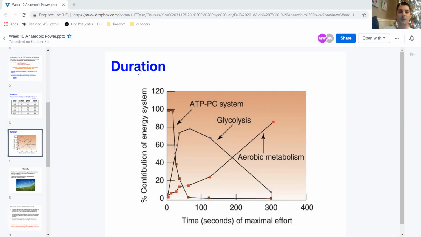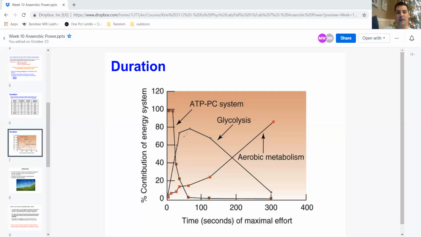So on this slide, what we're looking at is the duration of an event. And so what we can see is that in the really short type of events, the phosphocreatine system provides 90+% of the ATP or energy provided for the muscle contraction. We've learned that system falls off really, really quickly.